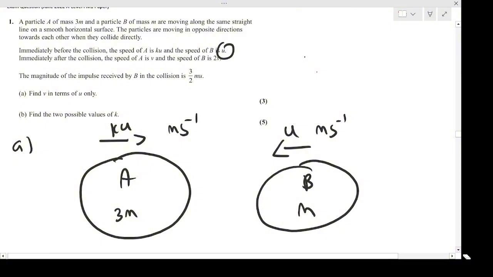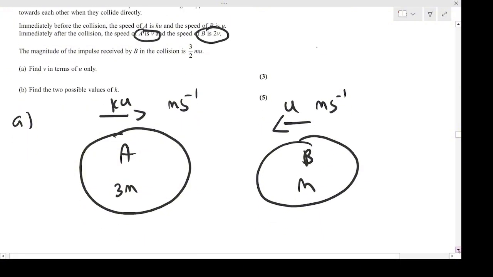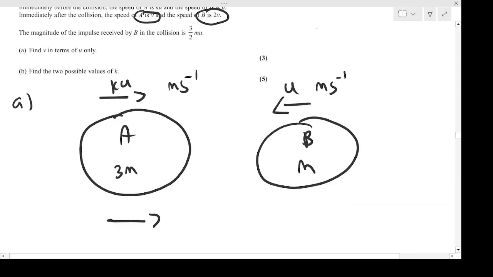Again, it looks horrible, right? But once you break it down, it's the same sort of stuff. Okay. Then I'm told after the collision, the speed of A is V and the speed of B is 2V. Now, I'm not told what direction things are moving in. Let's just assume they're both moving forwards afterwards. Okay. So then A has speed V and B has speed 2V, like that.